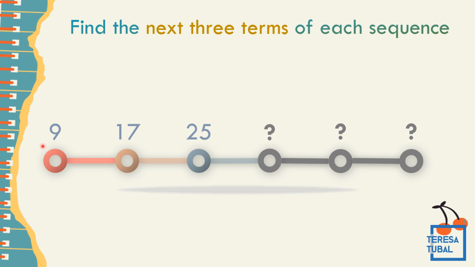If we try to add 8, 9 plus 8, 17, plus 8, 25. So it means 25 plus 8, that is equal to 33. Plus 8, that is 41. Plus 8, that is 49.